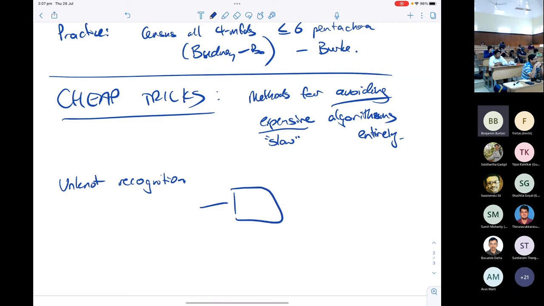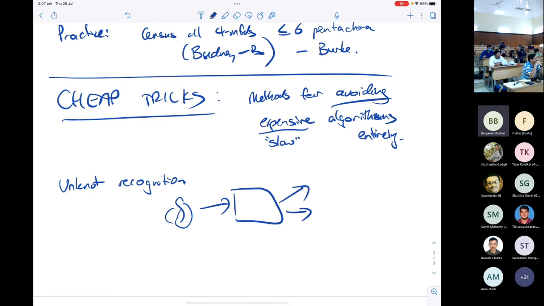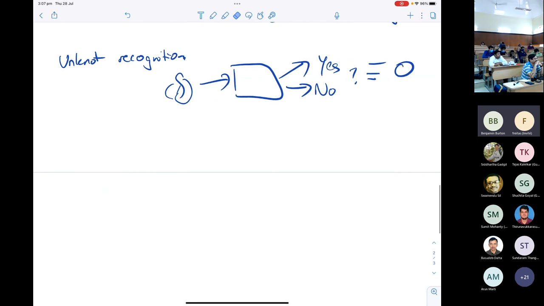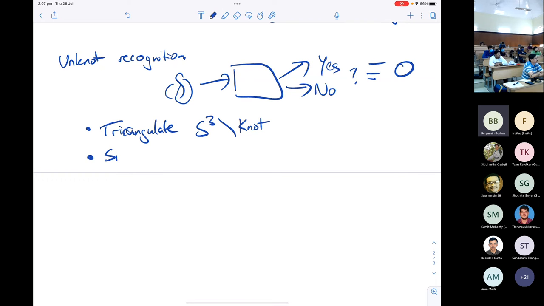Once again, your input is a knot diagram, and the output is either yes or no, according to whether this knot is equivalent to the unknot. So here's a cheap trick. You triangulate the knot complement. So you're triangulating S3 minus the knot. You're taking the three sphere, you're drilling the knot out. What's left is a three manifold with boundary, and you construct that out of tetrahedra. Then you simplify the triangulation using simple heuristics.